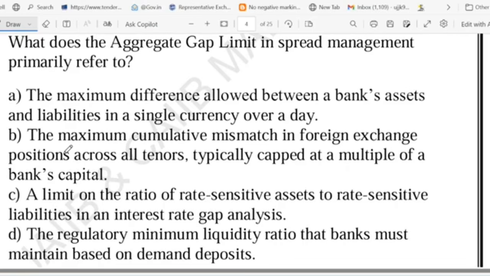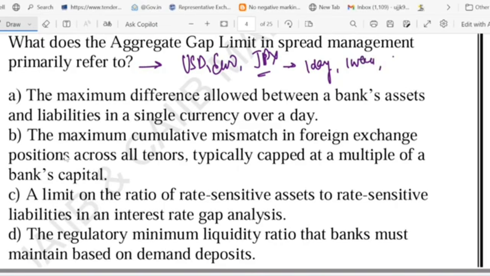So let's understand this using a simple scenario. Suppose a bank deals with foreign currency every day, like dollar, euro, and Japanese yen. These are the foreign currencies. So basically they buy, they sell, they hold different currency over different time periods. The time period may be 1 day, it may be 1 week, it may be 3 months.